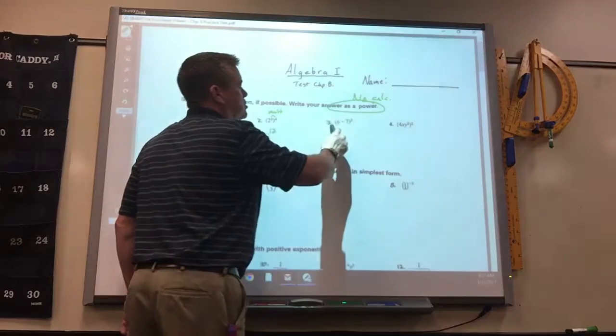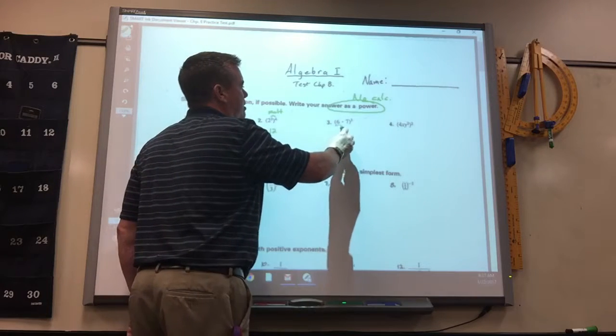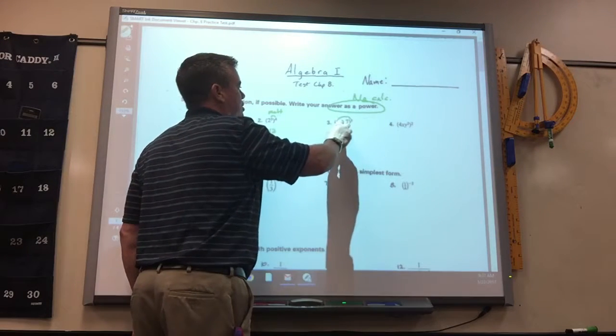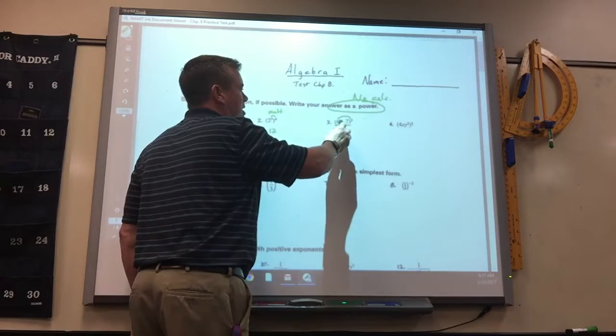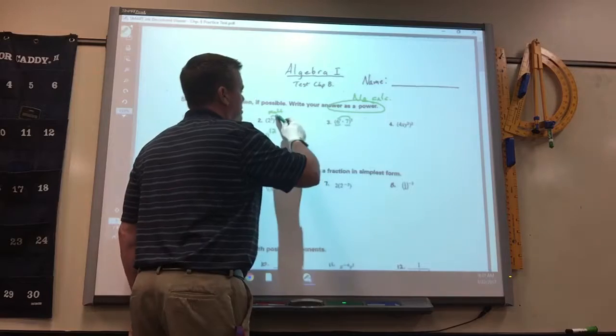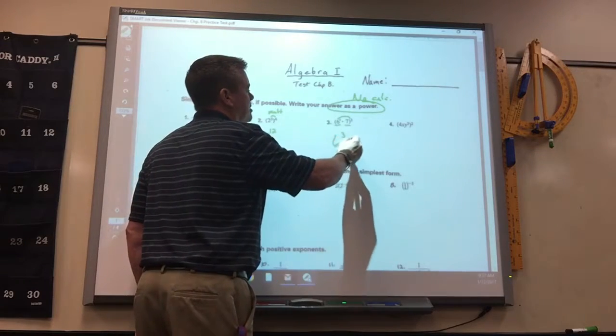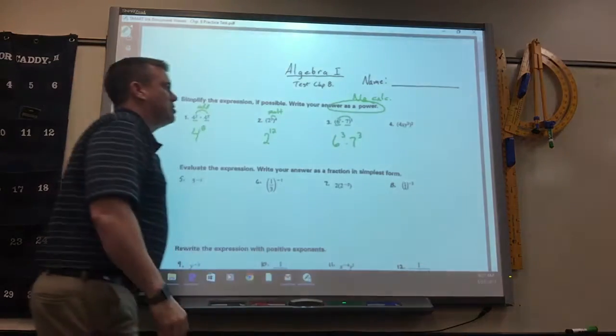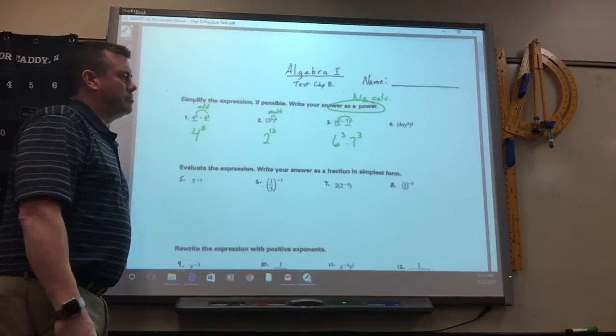When it's a power outside of parentheses, you've got to do it to everything in that parenthesis. So you do it to the 6. And remember, if there is no number there, that means it's a 1. So that's a power to a power, so you multiply. So that's all it is. 6 to the 3rd, 7 to the 3rd, times each other.